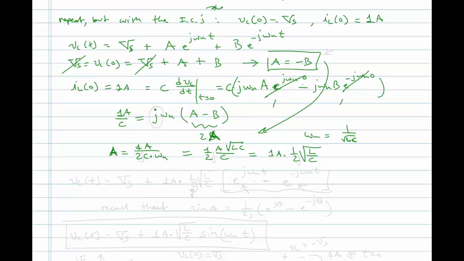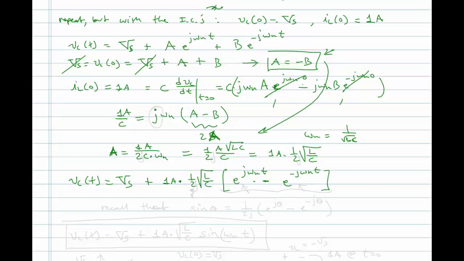So let's clean this up. We'll have VC of t is equal to Vs, plus A, which is this 1 amp times 1/2 square root of L over C, times e to the j omega nt. But now, because I have A is equal to minus B, I'm going to have a minus sign here. Minus e to the minus j omega nt.